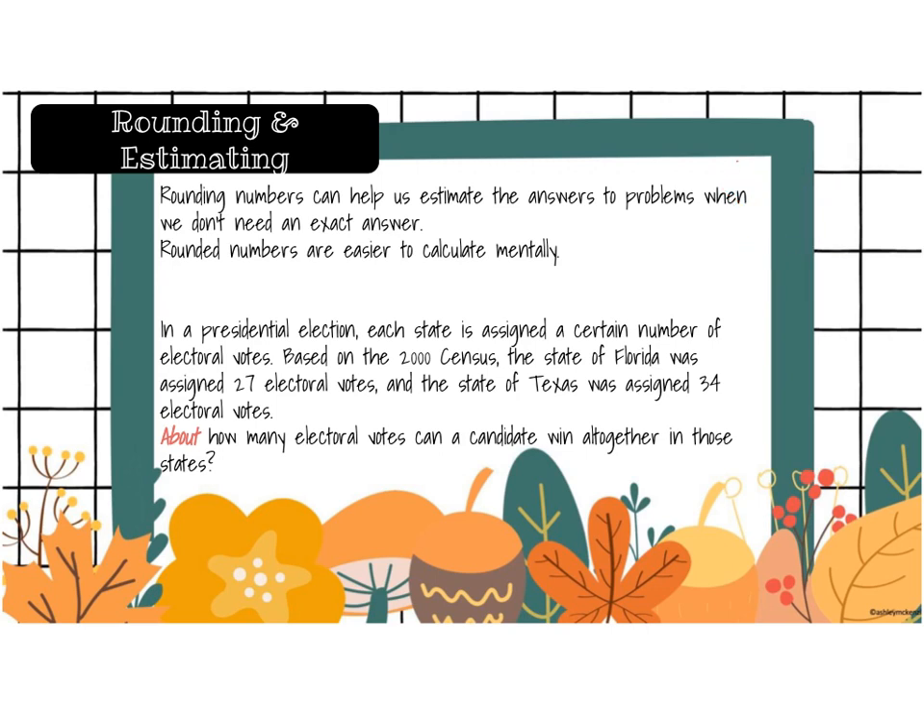All right, in a presidential election, each state is assigned a certain number of electoral votes. Have y'all heard about these lately? Okay. Since we had a recent election. Based on the 2000 census, the state of Florida was assigned 27 electoral votes, and the state of Texas was assigned 34. About how many electoral votes can a candidate win altogether in those states? If I don't win an exact number, how could I round? Yes? They both go to 30.